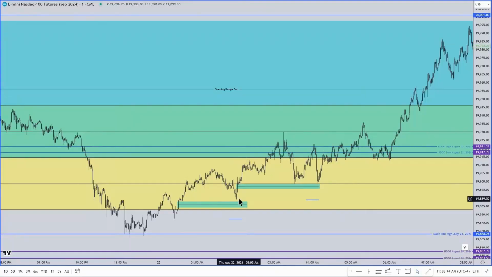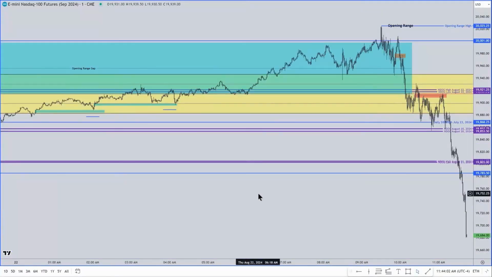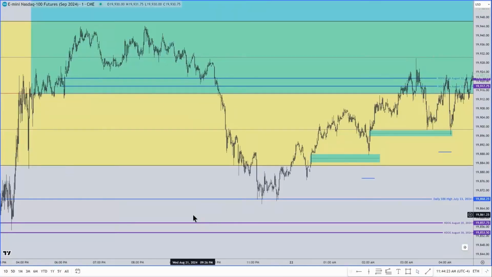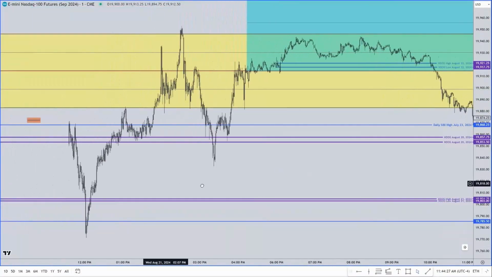So you're seeing lower quadrant of the old daily volume imbalance, lower quadrant, consequent encroachment, fair value gap, time. What time is the setup going to form? Where to trade to? Let's go into yesterday and with the right volume imbalance.